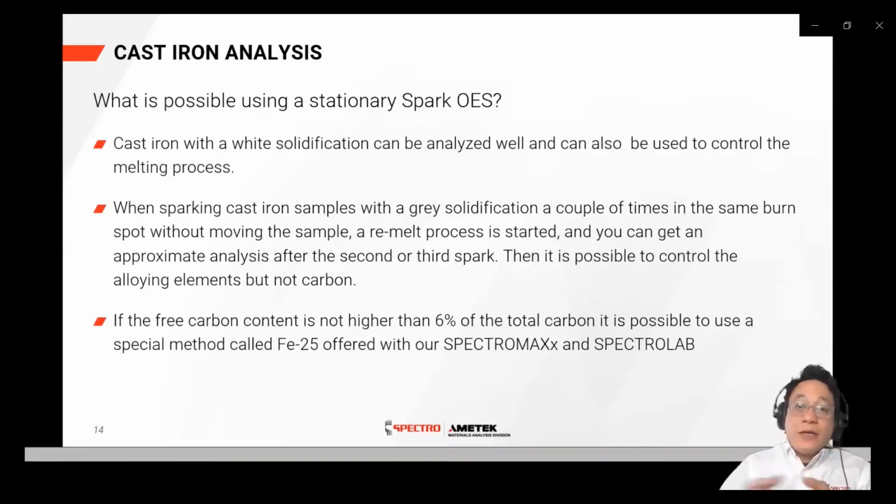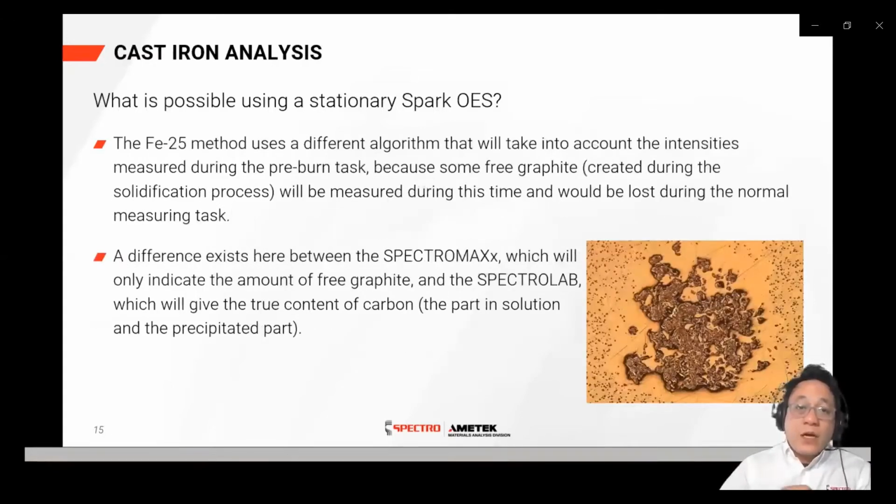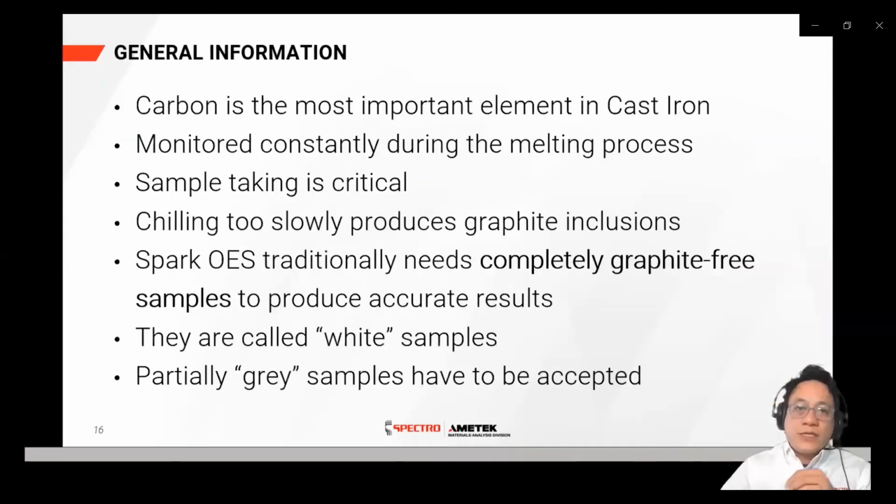We have, however, a special analytical procedure to do better than that and obtain consistent carbon content when the free carbon content is less than 6%. We call this the Iron 25 program, and it uses a different algorithm than our standard cast iron method. This method measures the carbon during the pre-burn time and combines some data with the analytical burns in order to determine the total carbon and not just the carbon in the solution. So let's get into more detail.